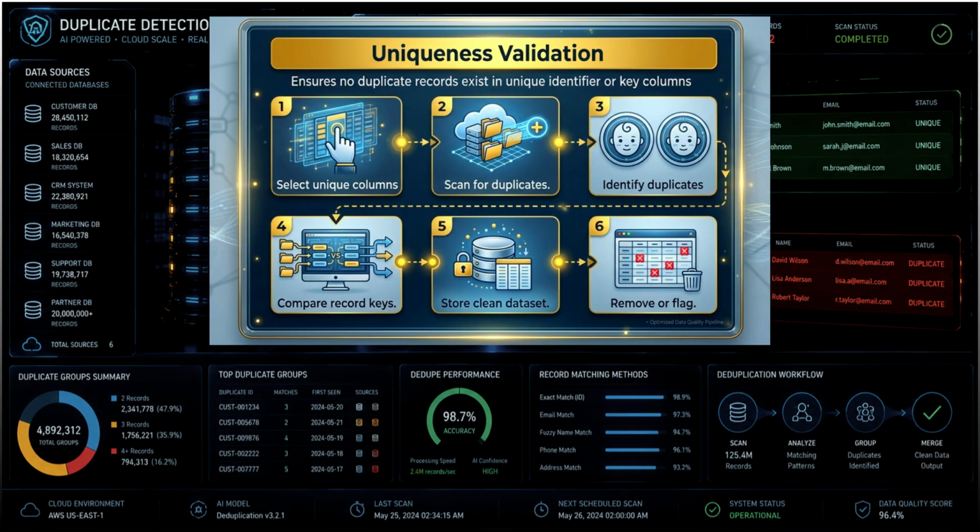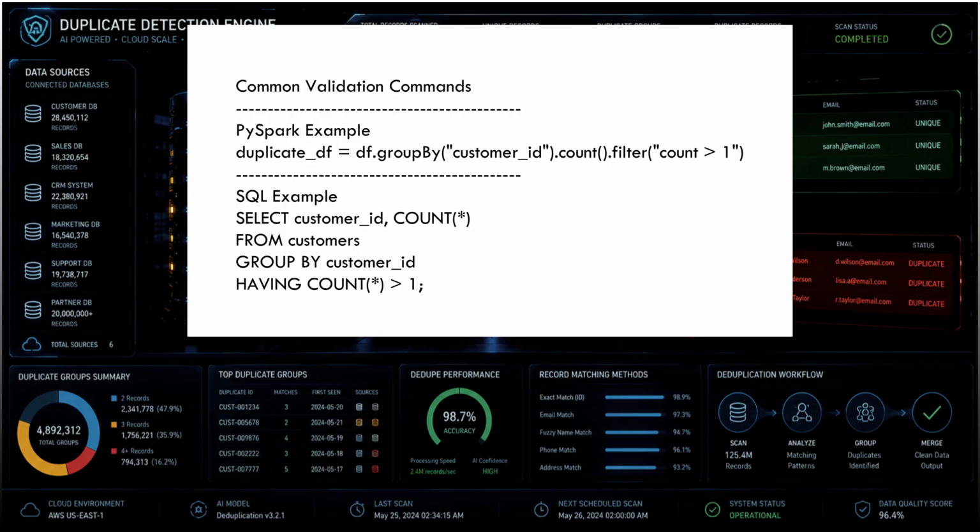Next, we have uniqueness validation. This validation ensures duplicate records do not exist in key identifier columns. For example, customer ID must be unique in a customer report, or transaction IDs cannot repeat. Invoice numbers must not duplicate. So these are some of the examples, but duplicate data can create massive operational problems, from duplicate transactions to repeated customer records. Uniqueness validation protects data integrity and business trust. Modern pipelines use hashing, primary key checks, and distributed deduplication algorithms to maintain uniqueness at scale.